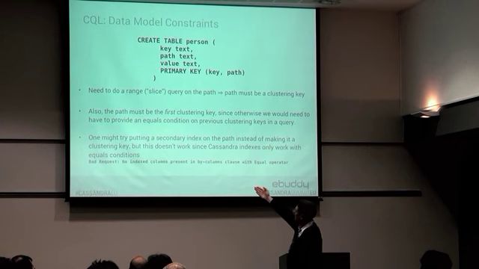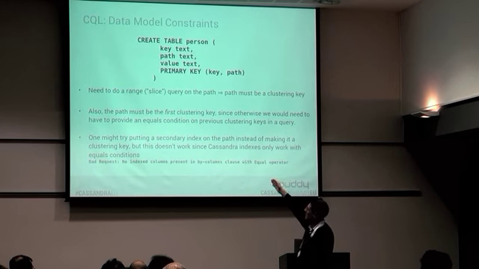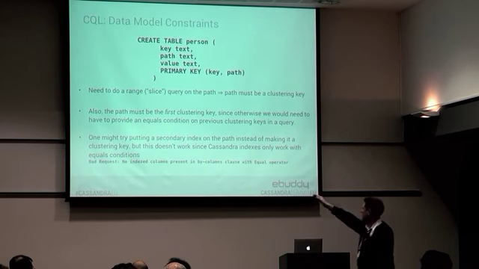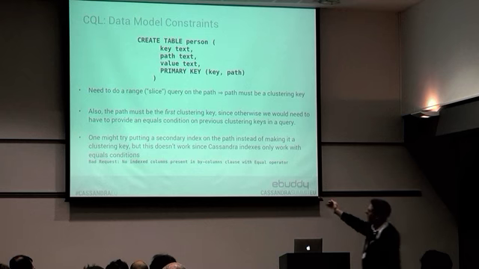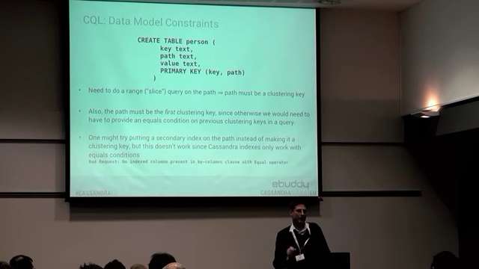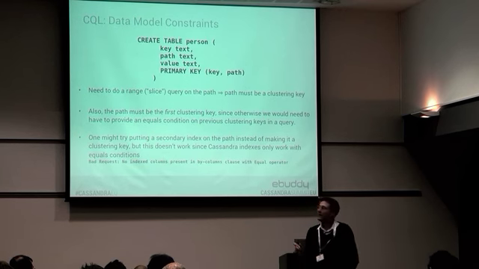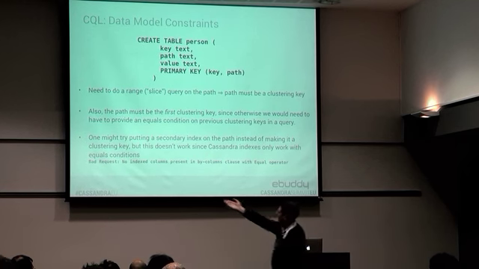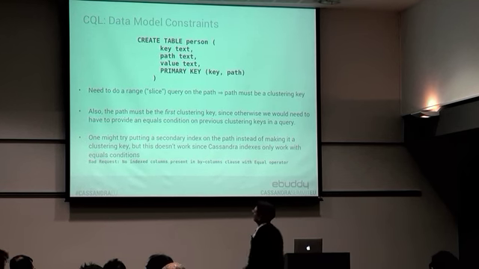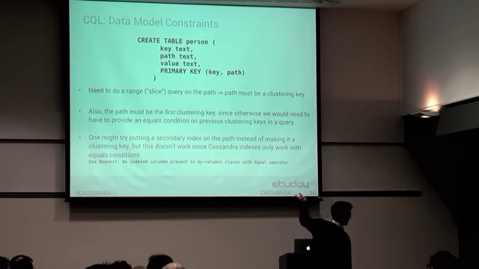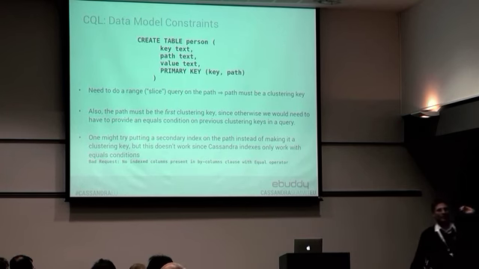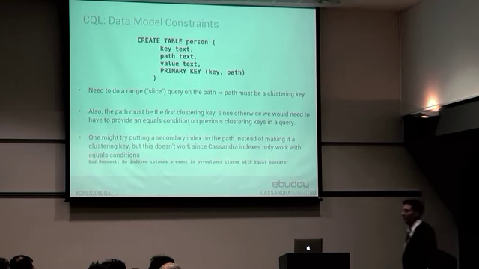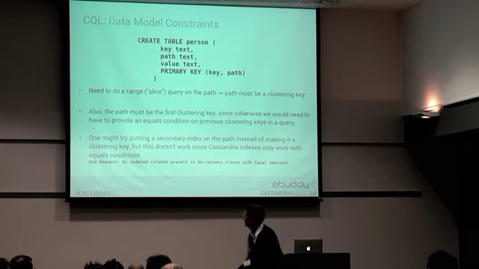You might think that you could just put a secondary index on the path column instead of making it a clustering key, but that doesn't quite work either because Cassandra indexes really only work with equals conditions. If you try to do a range query on a secondary indexed column, then you get an error like no indexed columns present in by columns clause with equal operator. So they also only work with equals.